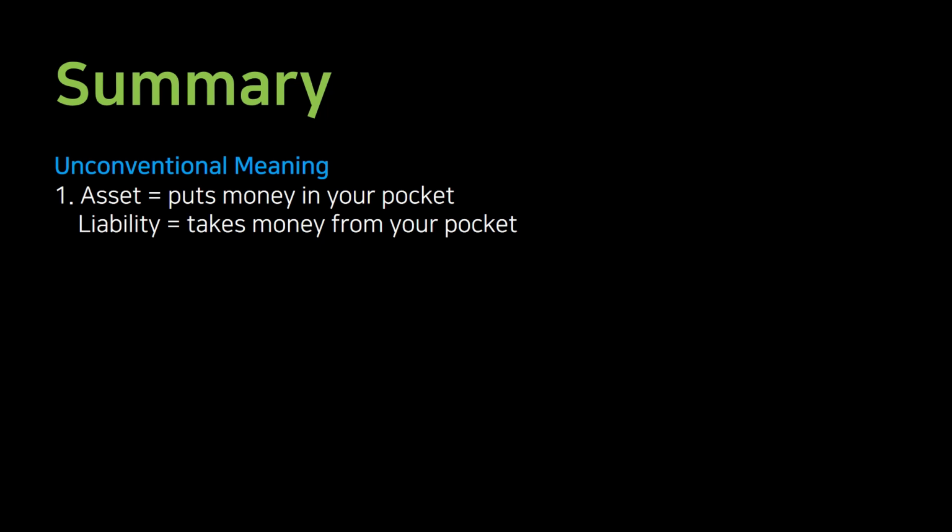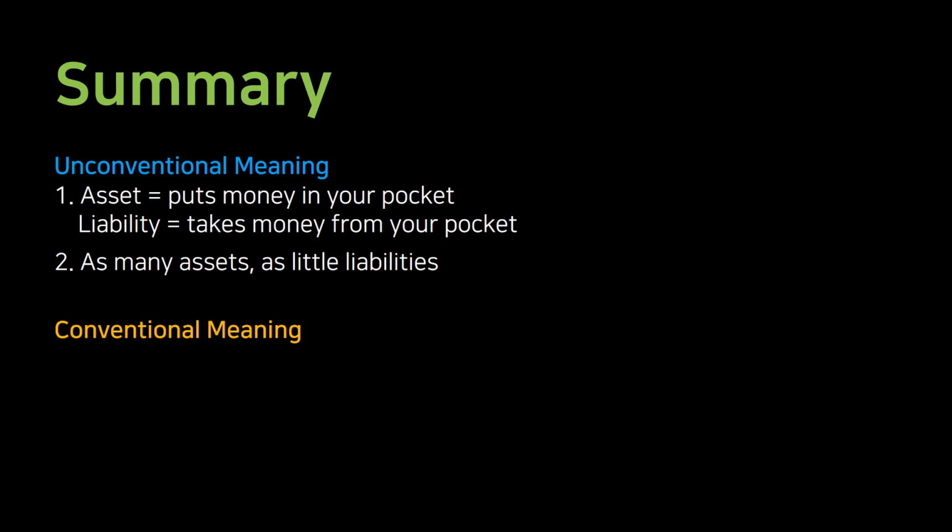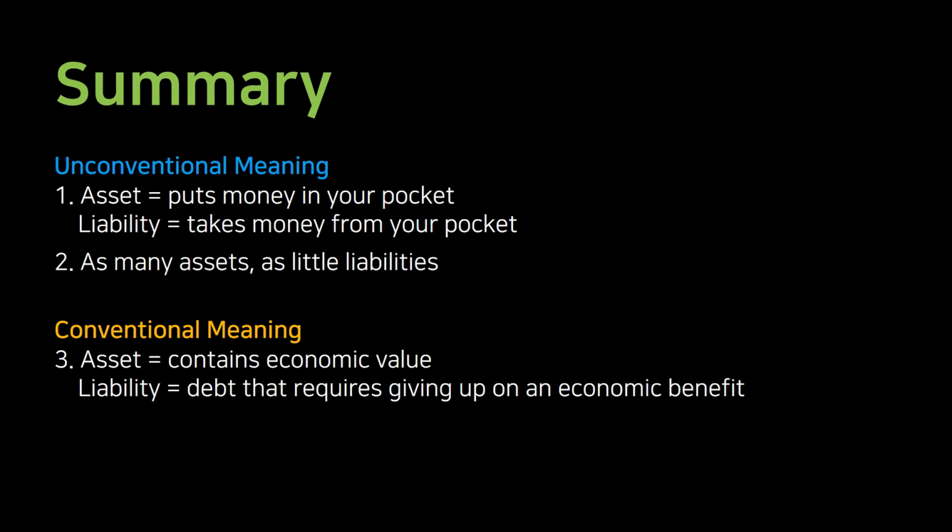So to summarize, here are the 4 main points you need to take away from this video. In the unconventional sense, an asset is anything that puts money in your pocket, and a liability is anything that takes money out of your pocket. You need to learn how to identify assets and liabilities and gather as many assets as possible and as little liabilities as possible. In the conventional sense, an asset is anything containing economic value, and a liability is any debt that requires you to give up on an economic benefit. And lastly, your net worth equals assets plus liabilities.